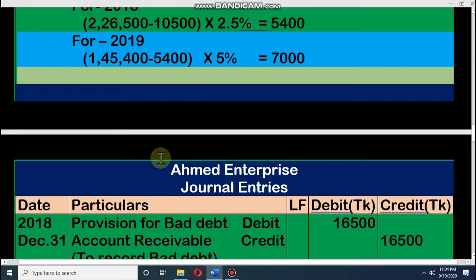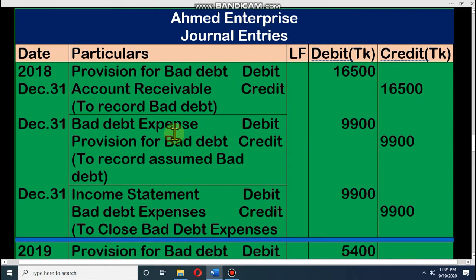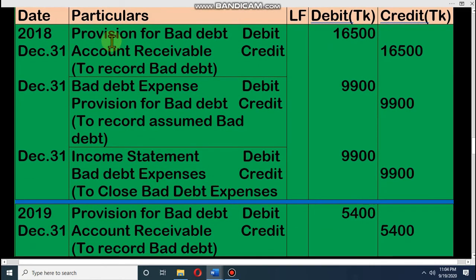Dear student, now journal entries. The recording process of bad debt is very easy, because there is a fixed journal for every year. Look, the first journal is provision for bad debt or reserve for bad debt debit, account receivable credit. Then bad debt expenses debit, provision for bad debt credit, and next, income statement debit, bad debt expenses credit. This is fixed for every year.